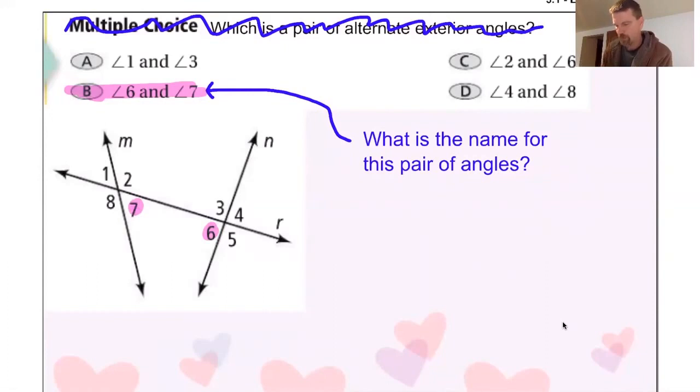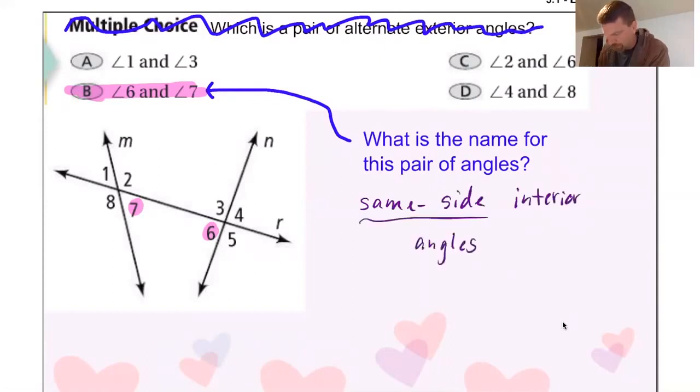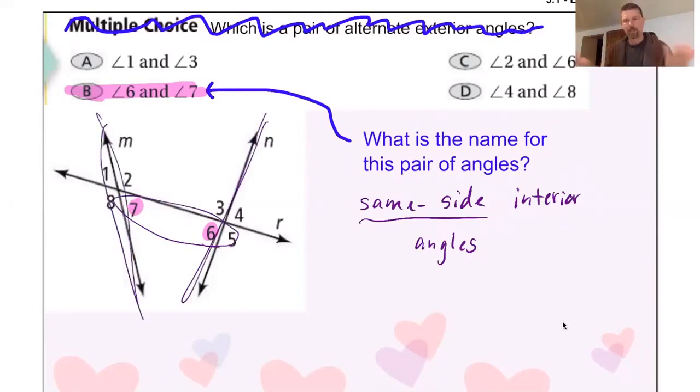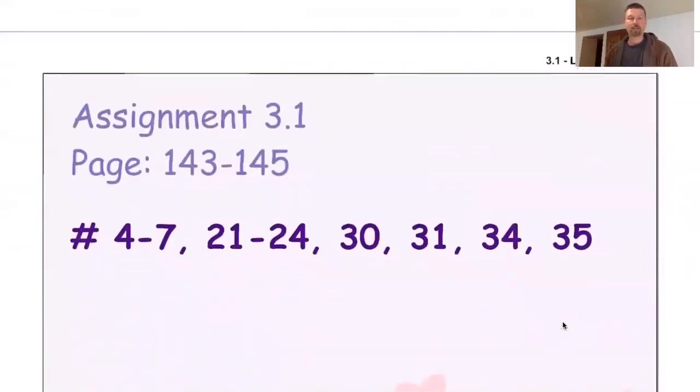All right, well, they are both inside the two lines, and they're on the same side of the transversal. So those would be same side interior angles. Same side because they're both on this side of the transversal. Interior because they're both inside the other two lines, right? You have to have this line here and this line here. Those are on the inside, not on the outside. Same side interior.